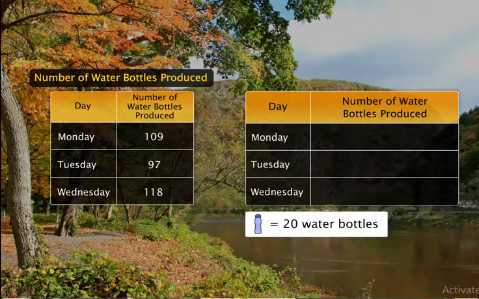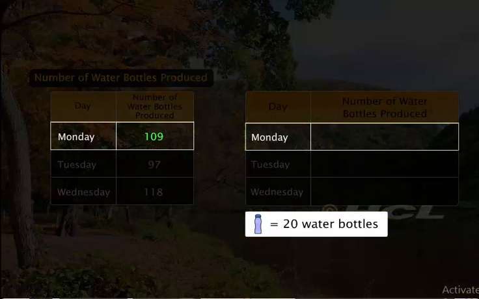For example, we have to represent this data as a pictograph. Here, each symbol represents 20 water bottles. So, to represent a number like 109, it is not possible to use multiple symbols. Then, how can we represent this number in the pictograph?